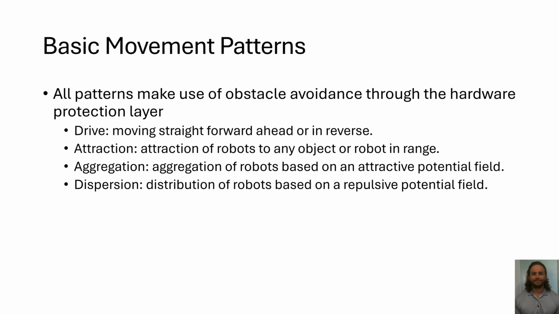The attraction pattern is the attraction of robots to any object or robot in range. It doesn't differentiate. If it senses something, it will attract towards it. Aggregation is based off the robots aggregating around robots. This time they will determine if a robot is there by the size or height of it, and it will aggregate towards other robots. If it sees a wall, it won't do that towards the wall.